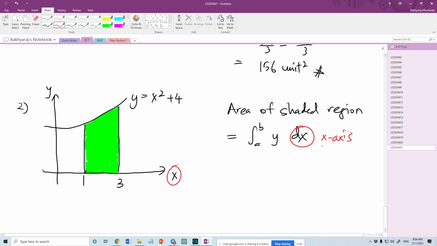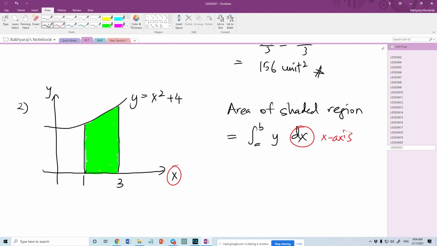I repeat this because we'll have y-axis also. So we have to manipulate according to the formula. Okay, not today lah. After this, I'll teach you how to do it when it comes to the y-axis. So for now we are focusing on x-axis.